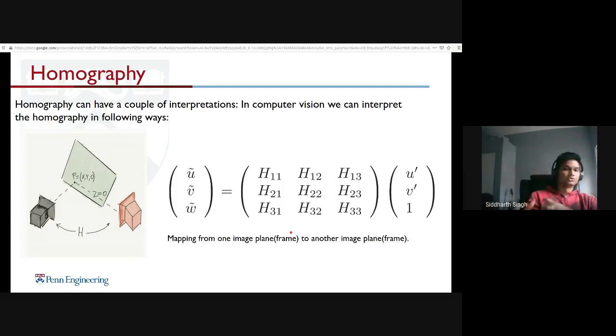So even if it is the image planes of two different cameras, a homography will exist that can transform every point in this camera to every point in this camera. So don't think about homography as something only which goes from the world frame to the image plane. It can be from any frame to any frame, right?